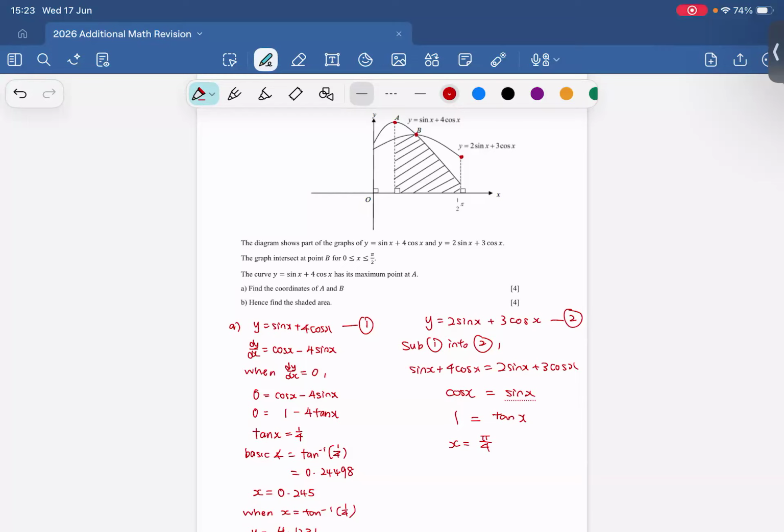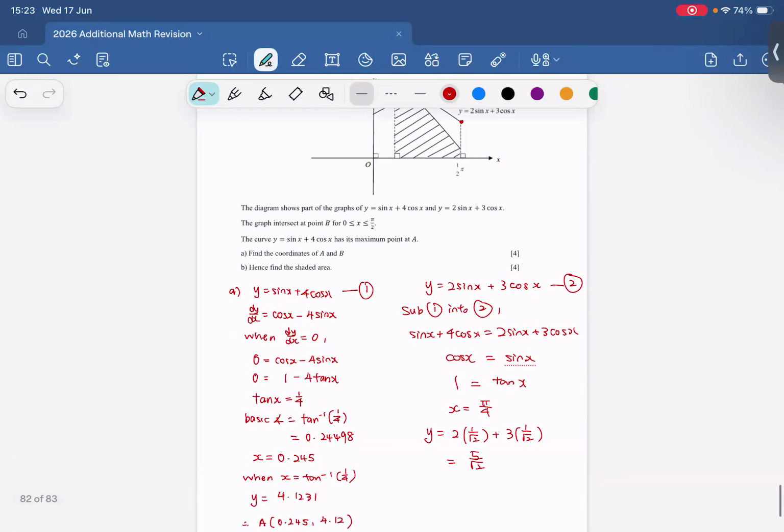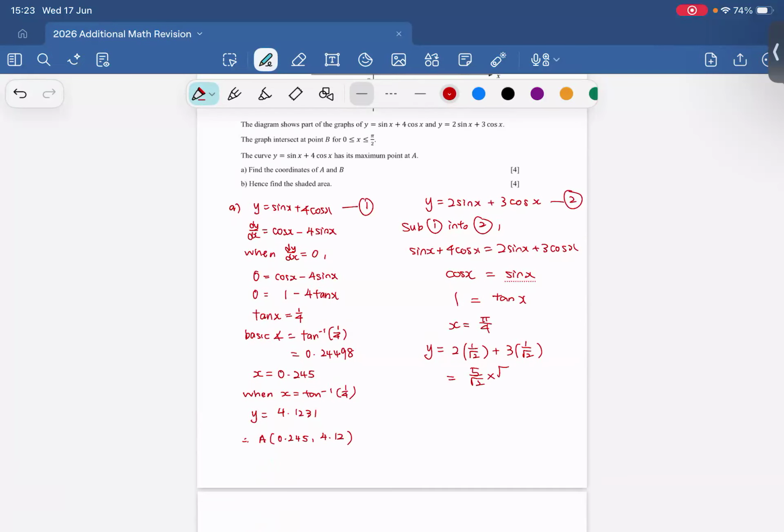So when x is pi over 4, y equals 2 sine pi over 4 plus 3 cosine pi over 4. Sine pi over 4 is 1 over square root 2, cosine also 1 over square root 2. So you get 5 over square root 2. Rationalize, you get 5 over 2 square root 2. So therefore, B is pi over 4.